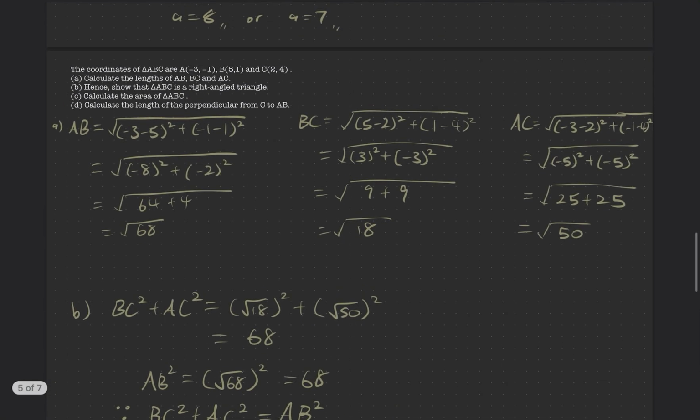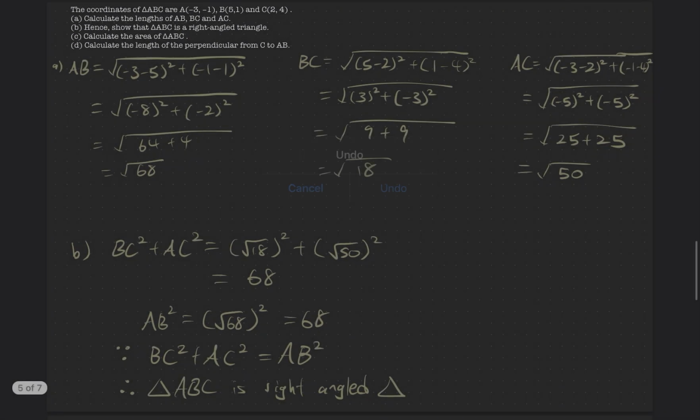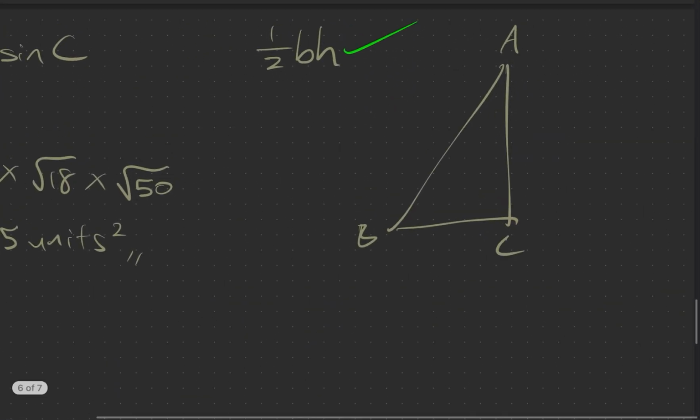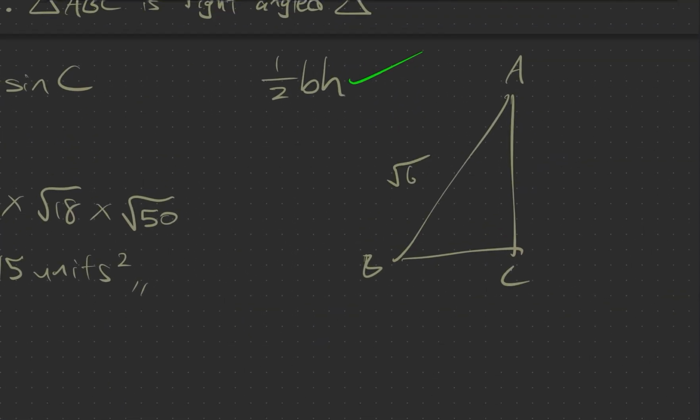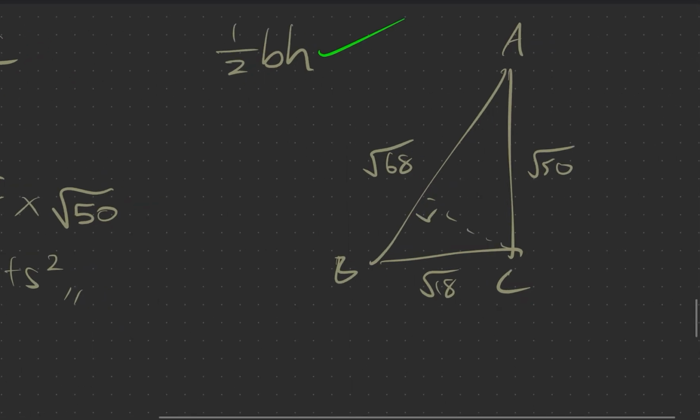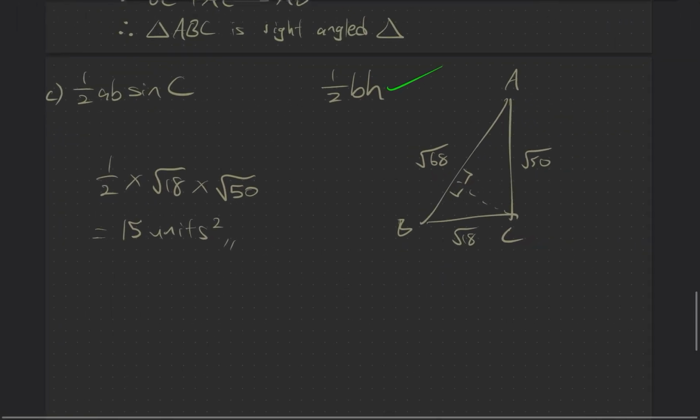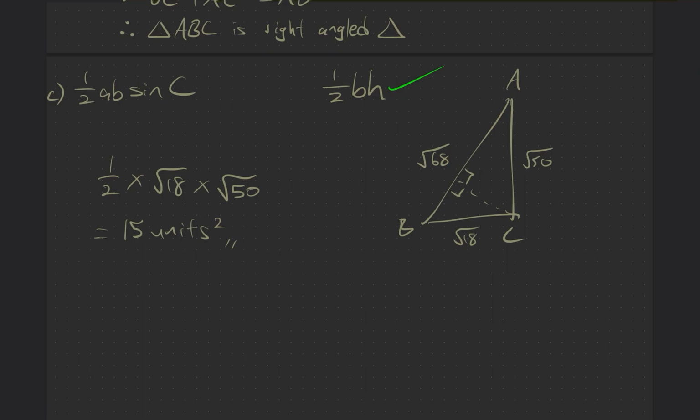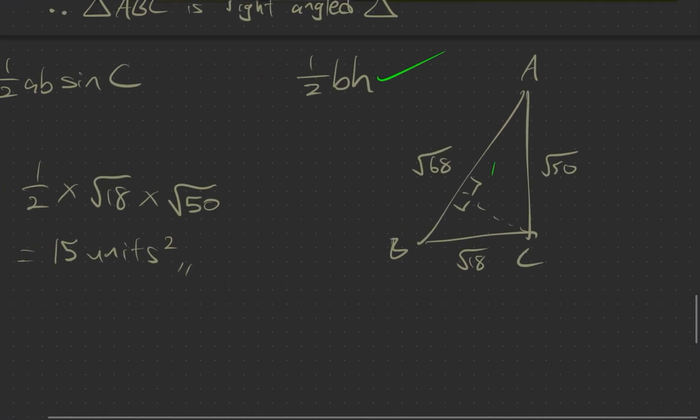Okay, we also know that C is down here, so this is technically 68, this is the 51, this is the 18. So they want us to find the perpendicular going down. The perpendicular means that it is 90 degrees to AB on that line. Since we have the area now, we know that this whole thing is just 15 units squared.